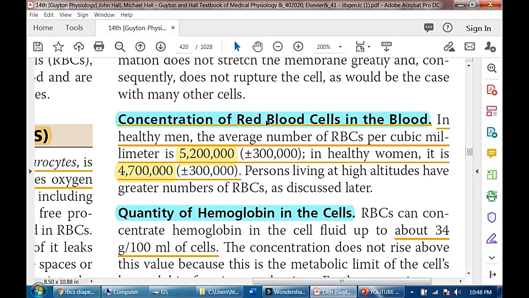You can see the picture. First of all, the size of the RBC is large, but when it is going through the pore of the capillary, its size is decreased, and this is called squeezing. So the red blood cells can pass easily through the capillaries.